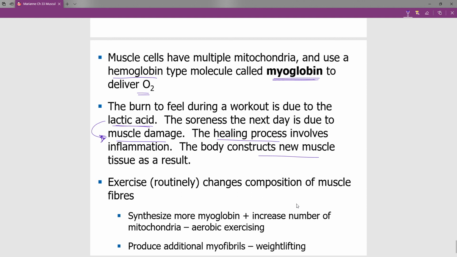So exercise routinely changes the composition of muscle fibers. We all have experienced that. I know at the beginning of the school year, after an active summer, I can run up the stairs no problem. By about April, when I'm getting exhausted, running up the stairs from the bottom floor of the college to the third floor, I'm a little bit more winded, and so we see this in ourselves and understand.